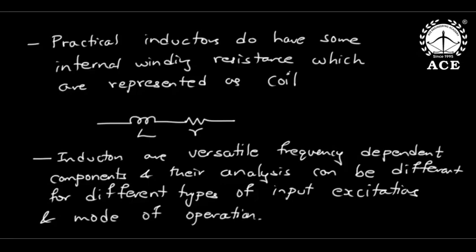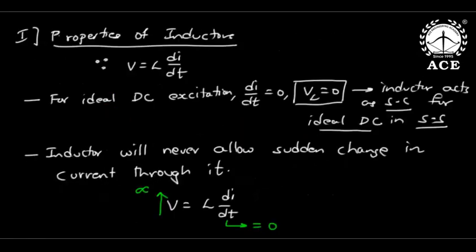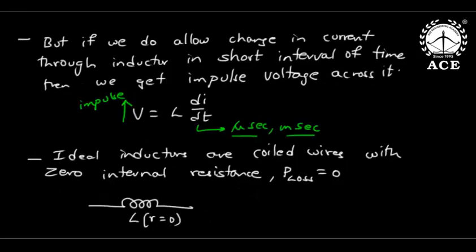I gave a few points to start this chapter. Properties of inductors. Since V is L dI by dt, for ideal DC, the inductor acts like a short. Inductor will never allow sudden change in current in zero time, because in zero time infinite voltage is a violation of the law of conservation of energy. That is why it is not practically possible. But if you allow a change in current in a short interval of time, like microseconds, but not zero time, then impulse voltage will come.